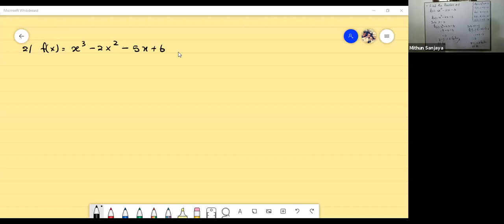Now we come to the second question. Now you need to use only the factor theorem, no other method. You need to identify three values where the function becomes zero.